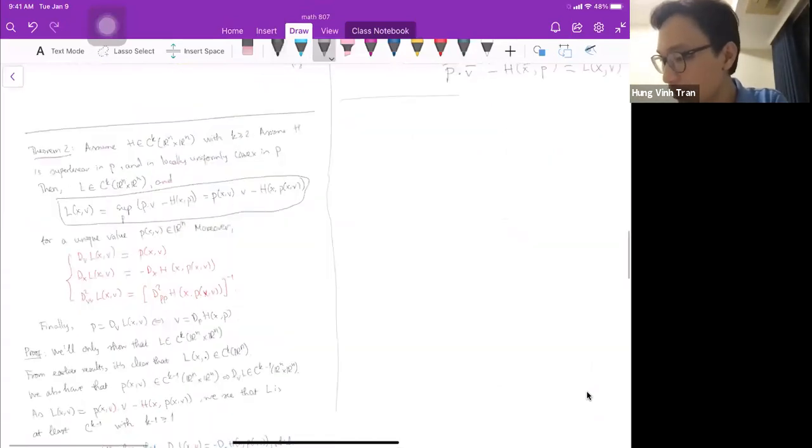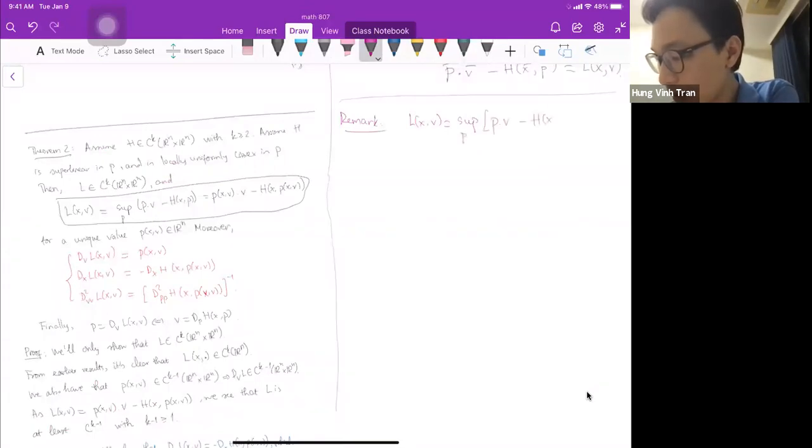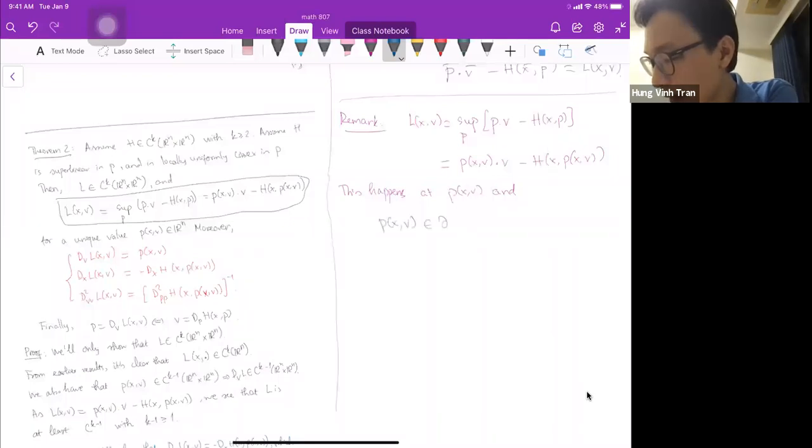So let me maybe make a remark. Again, recall the definition of L of x v. This is equal to the supremum of p dot v minus h of x, p. Okay, and let's say that this occurs at a point p_xv, p_xv dot v minus h of x, p_xv. Okay, so this happens at p_xv, and we know that p_xv is in the subdifferential of h at... no, v. Sorry.